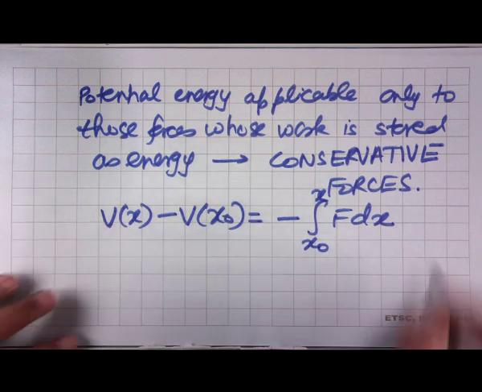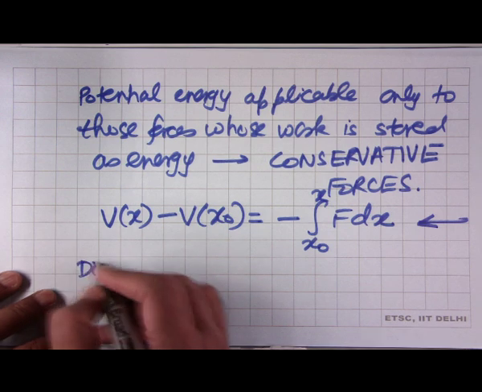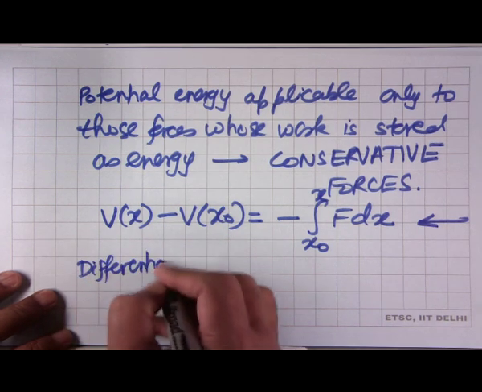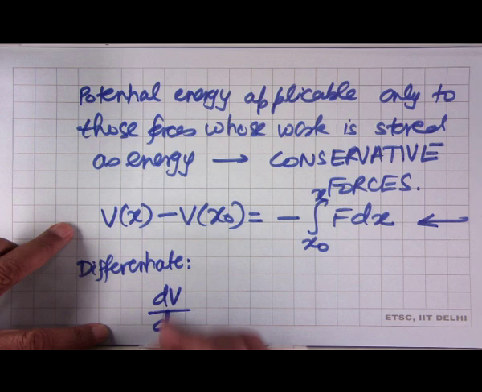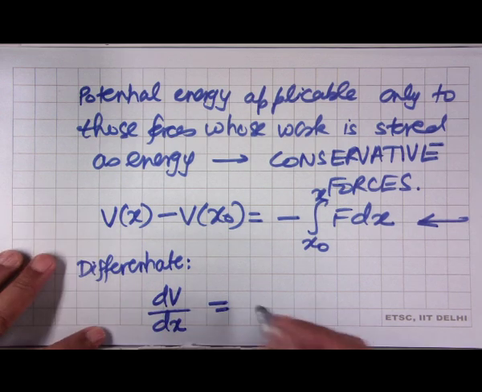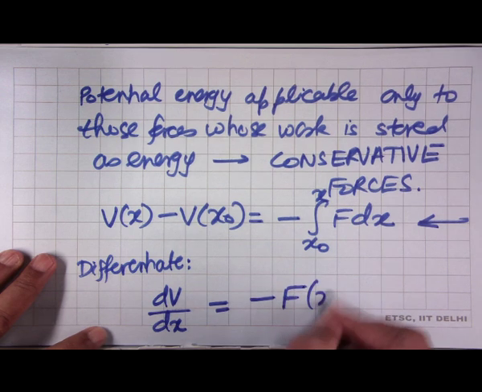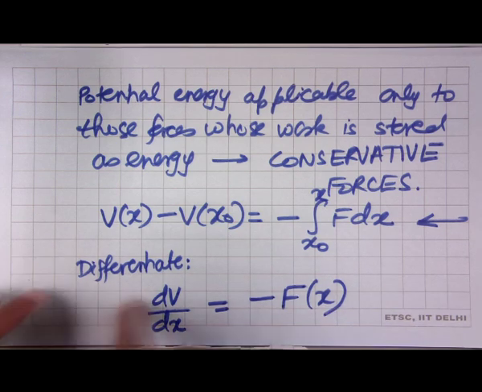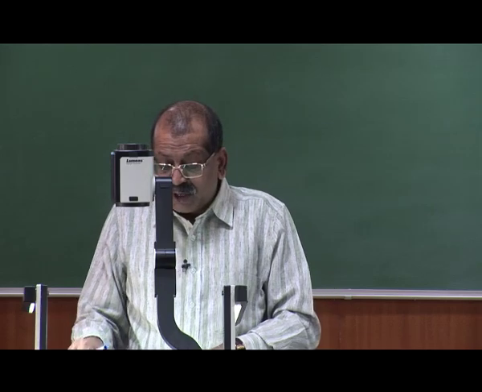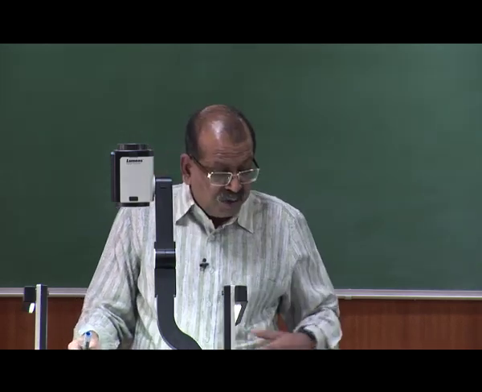F is the force, we integrate that with respect to x, and that is how we get the potential energy. We get another relation from here. If we differentiate this expression, then what we get is dV by dx is equal to minus f of x. So, this is in some sense an inverse relation. If we know f of x, the integral of f gives us the potential energy. If we know the expression for potential energy and we differentiate that, we will get the expression for minus f.